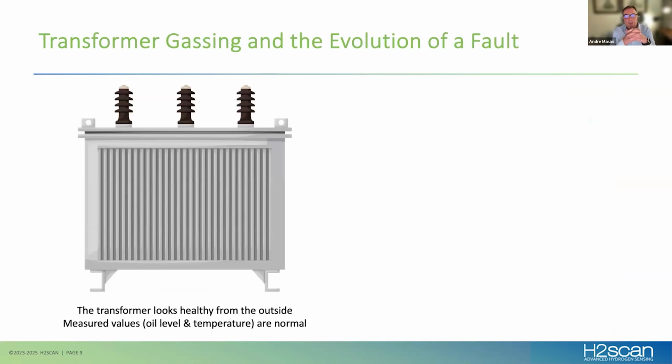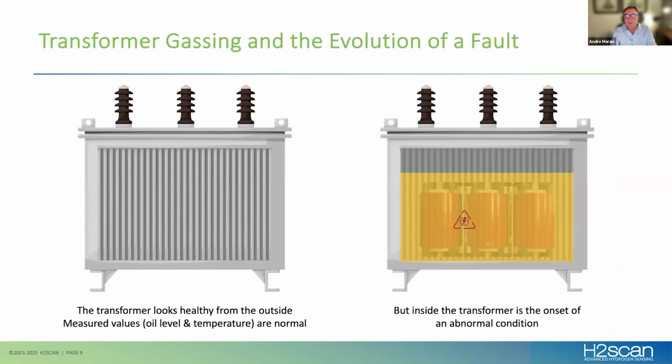So let's look first at this transformer. You're standing in front of your transformer. Everything looks healthy from the outside. Nothing looks wrong. The measured values, the oil level, and the temperature indicator suggest everything's normal. You look at the protection relaying flags. There are no events, no flags raised. The cooling system says it's operating well. Everything is doing just fine.